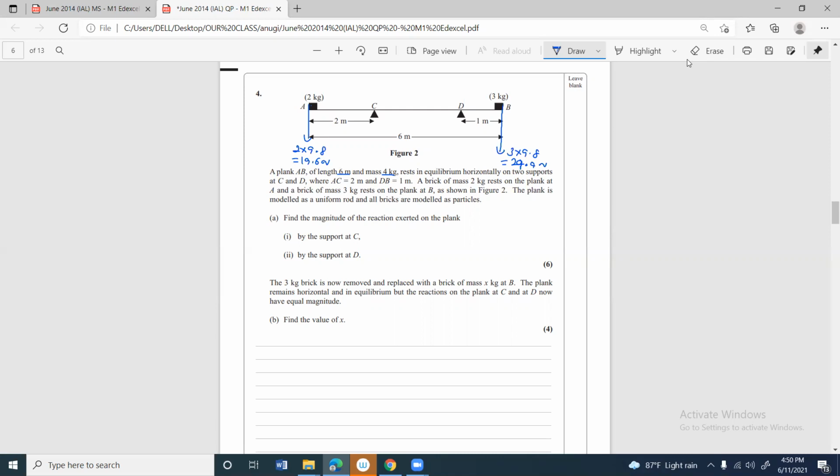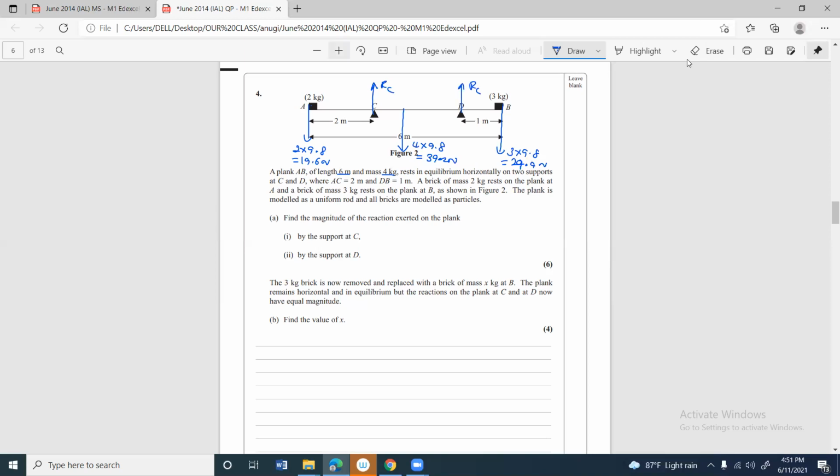The plank is modeled as a uniform rod. If it is a uniform rod, the center of gravity works at the midpoint. It is 4 kg, that is 4 into 9.8, which equals 39.2 newtons. Find the magnitude of the reactions at the supports C and D. So we can mark the reaction over here RC and the reaction at D as RD.